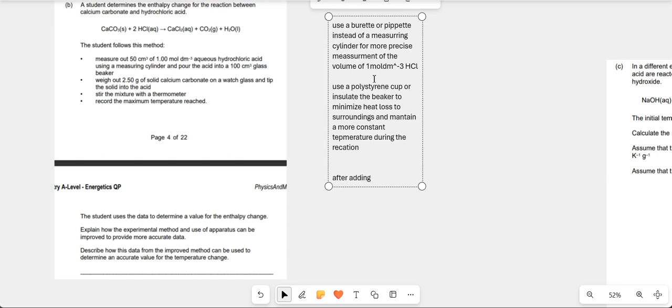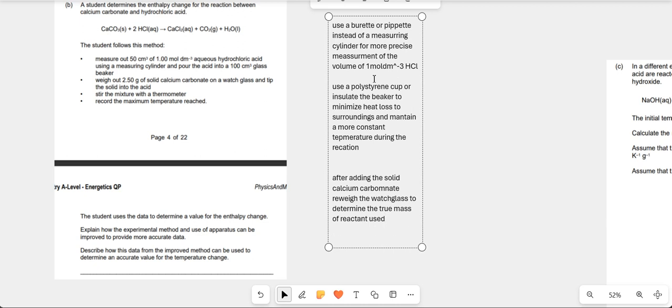After adding the solid calcium carbonate, reweigh the watch glass. That's a common one. After adding the solid calcium carbonate, reweigh the watch glass to determine the true mass of reactant used.